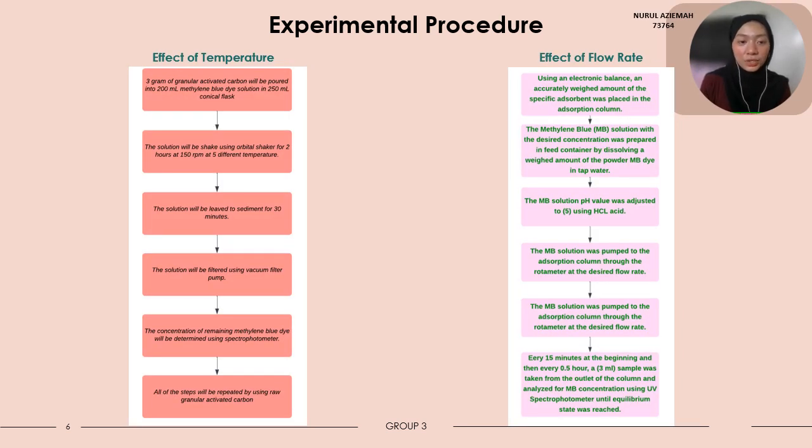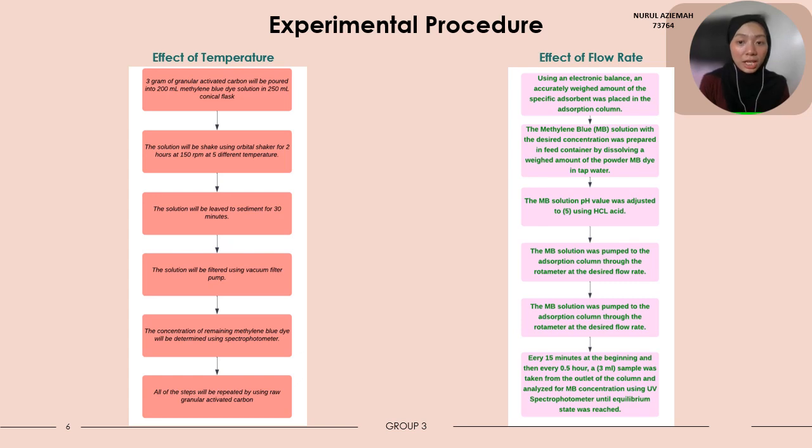In this slide, two figures of two different factors are depicted. On my left side is the effect of temperature and the right side is the effect of flow rate. We will use the UV spectrophotometer for both of these experiments. As you can see, the effect of temperature will be studied using an orbital shaker with a variety of temperatures such as 25, 35, 45, 55 and 65 degrees Celsius.